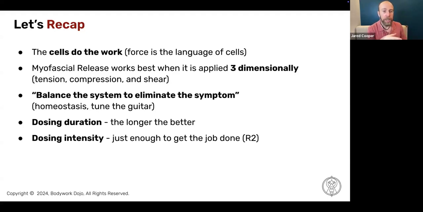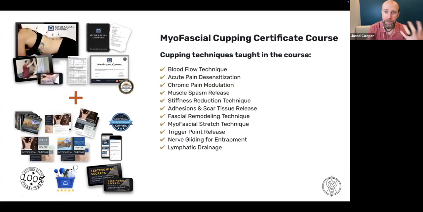How long do you hold it? As long as you or they can tolerate. And how hard do you push? Just enough to get to R2, which is where your intensity is going to plateau. So that is the version of myofascial release that I think is backed by science most. It is the one that I use in my practice, and it's the one that's most effective. So I want to wrap up real quick.